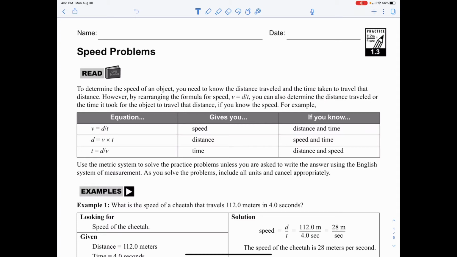Hello and welcome. In this video tutorial, we're going to take a look at Skills Practice 1.3, Speed Problems. Remember to pause or rewind the video as you need to. Let's begin. Read along with me at the top.